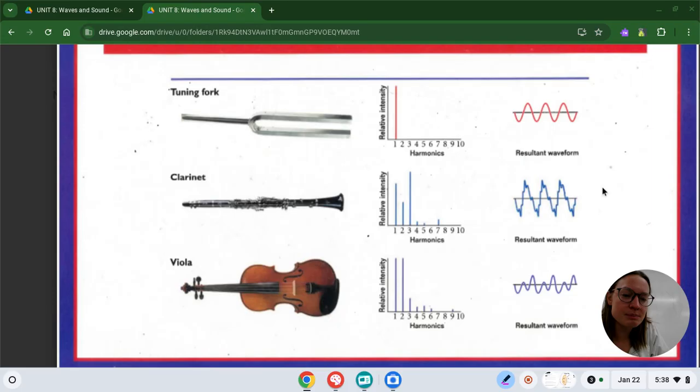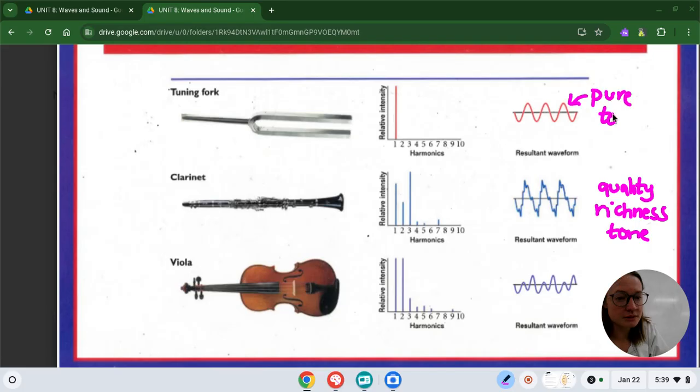When you're talking about how one instrument sounds different than another one, when you're talking about this complex waveform here, you're talking about the quality of that tone or the richness of that tone. The only one that has a pure tone, a very uncomplex and simple tone, is the tuning fork. Again, very uninteresting to listen to. So that's why one instrument sounds different than other instruments: because of their complex waveforms.